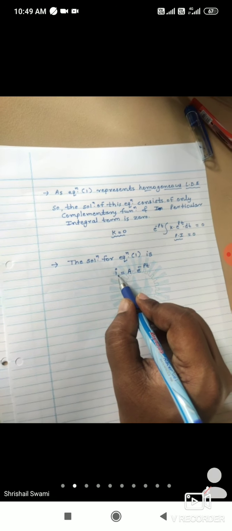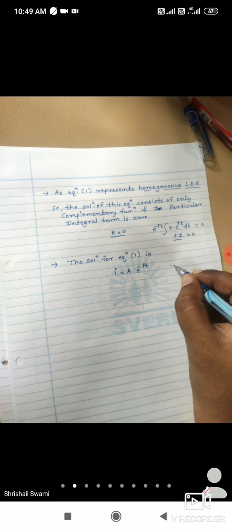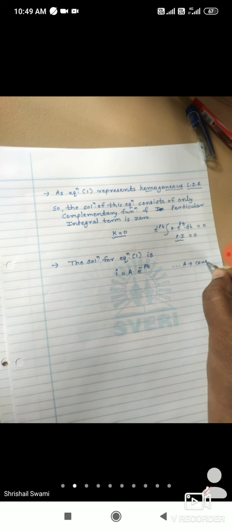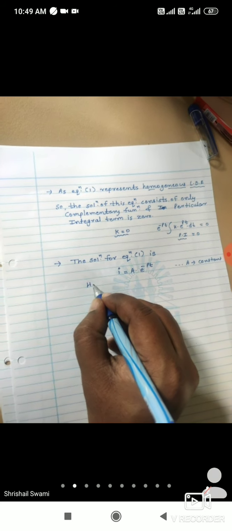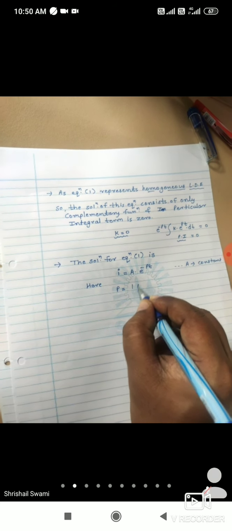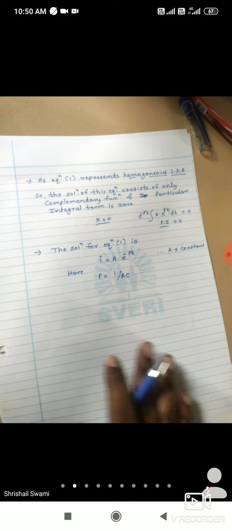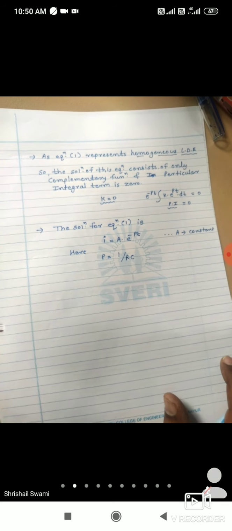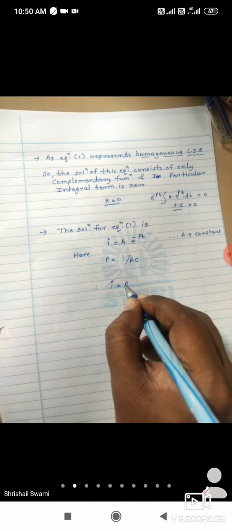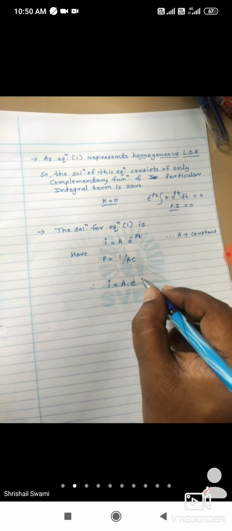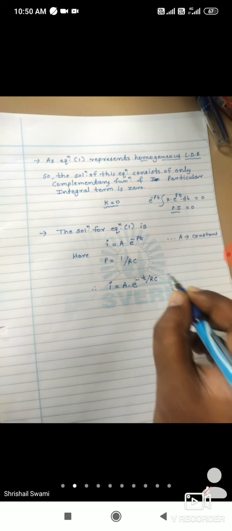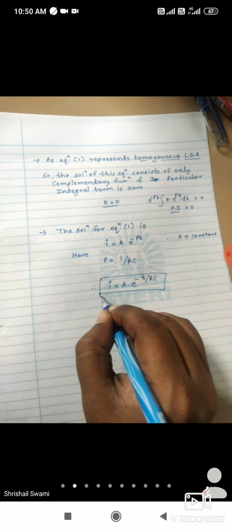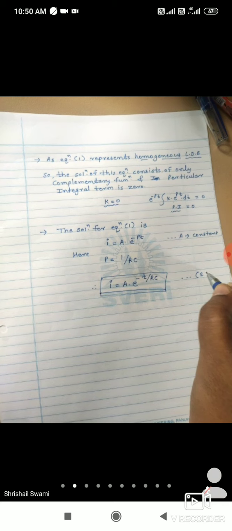The solution for equation 1 is I is equal to a into e raised to minus pt, where a is a constant. So what is p here? P is equal to 1 upon rc. If you compare with equation number 1, di by dt plus 1 upon rc into I is equal to 0, where k is equal to 0 and p is equal to 1 upon rc. So put this in the above equation. I is equal to a into e raised to minus t divided by rc. This is the equation of current, equation number 2.